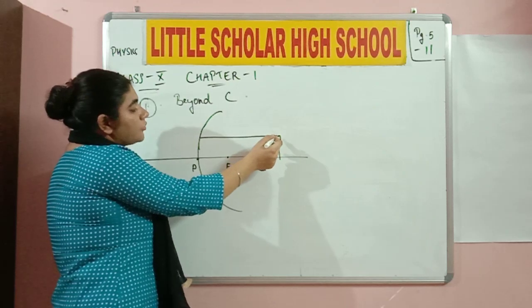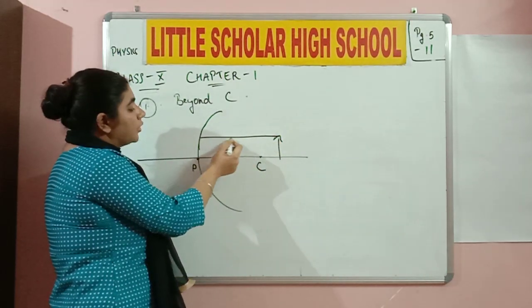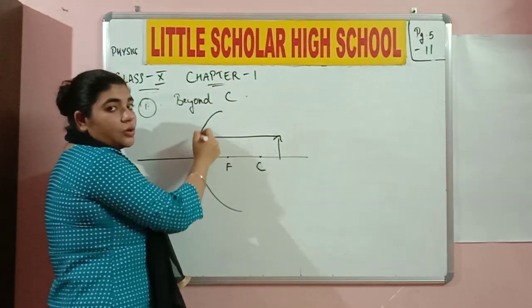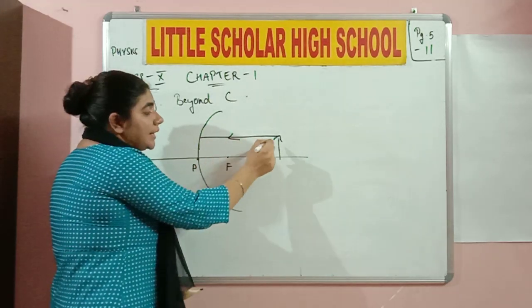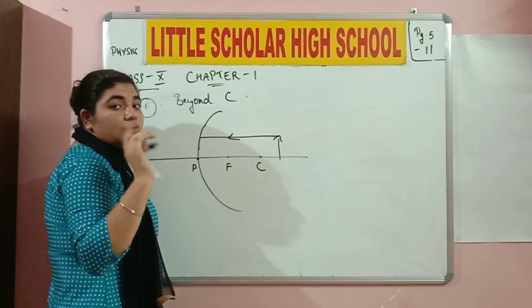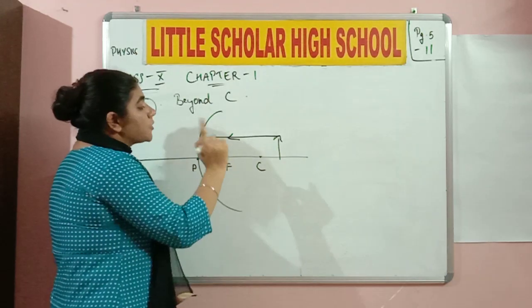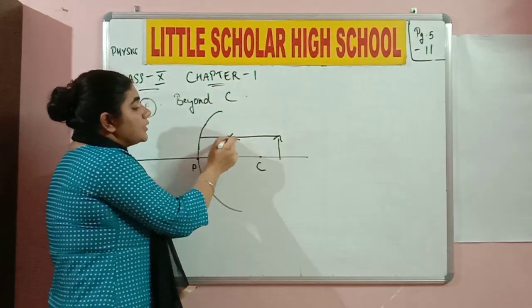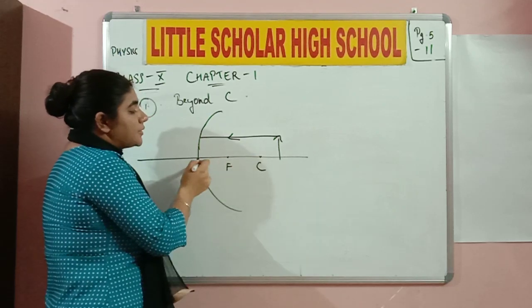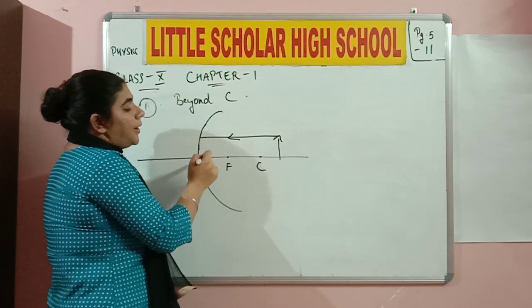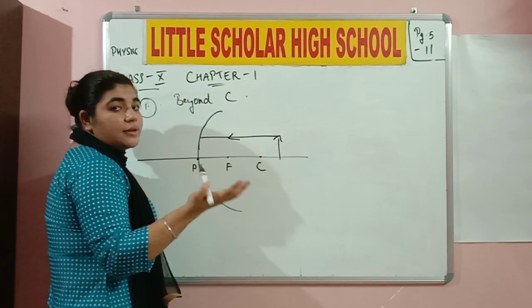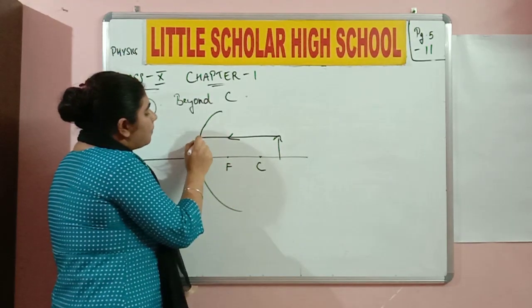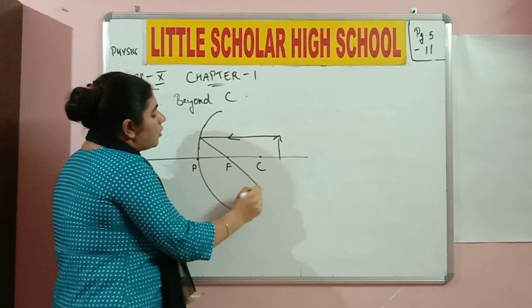There is a ray coming from the tip of the candle over here, which is being projected on the concave mirror, and this is my incident ray. Any incident ray, as per the rules, rule number 1: if the incident ray is parallel to the principal axis, what is the direction of the reflected ray? Where is it going to go? It is going to pass through the focus.